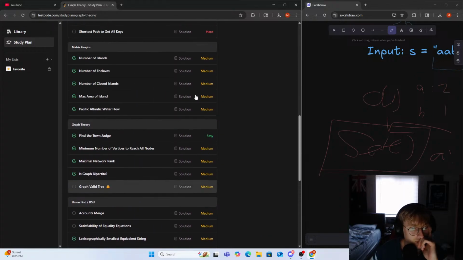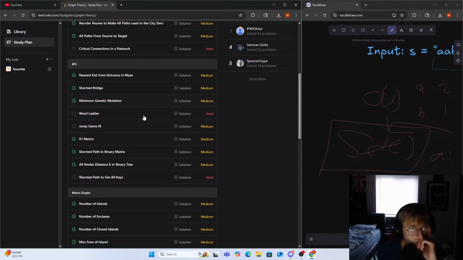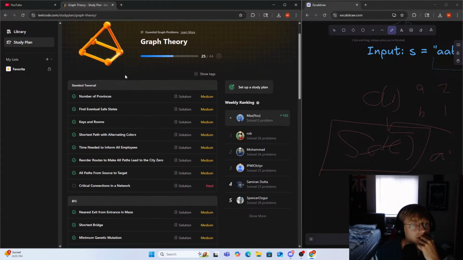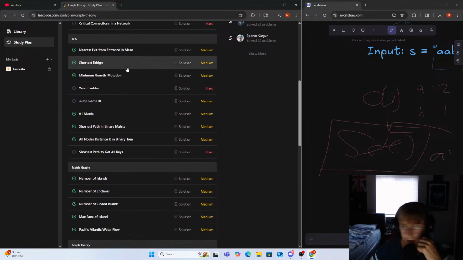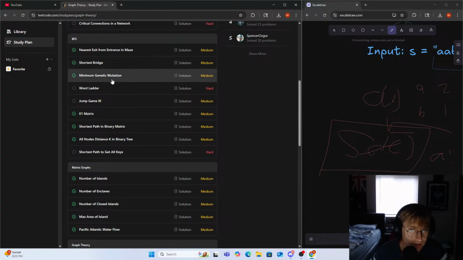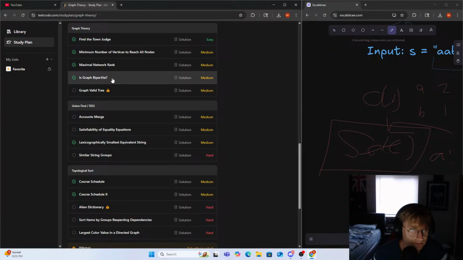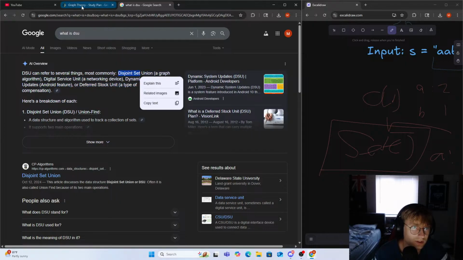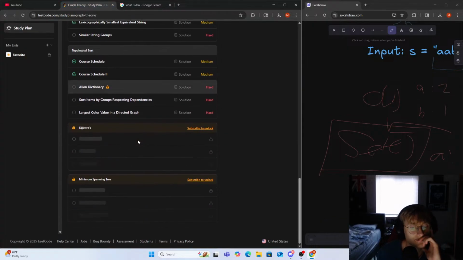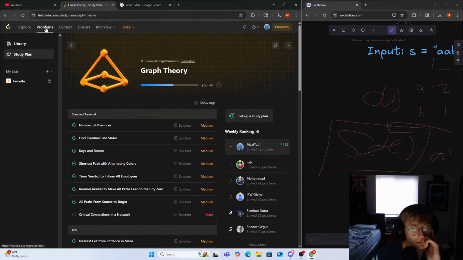Union find DSU. Word ladder. Doing one of these in C++ would definitely be tough. Counts merged. Oh man, I haven't done DSU. What is DSU? Disjoint set union. Okay. What to do? I'm not sure what problems to do.